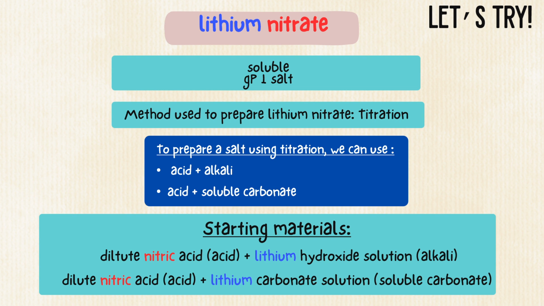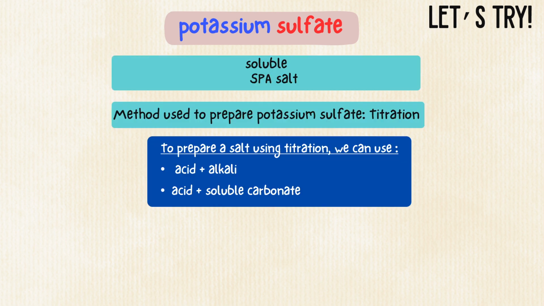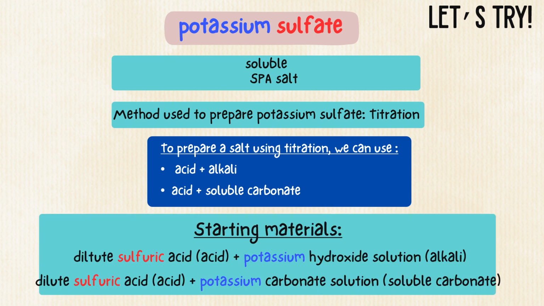with nitric acid. As for potassium sulfate, I'll be using sulfuric acid as my acid. And for my alkali or carbonate containing potassium, I will be using either potassium hydroxide solution or potassium carbonate solution. So that's all for titration.